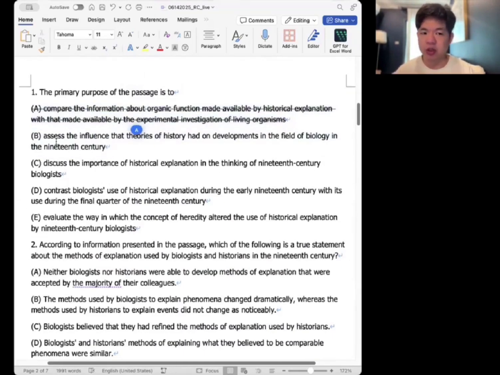As for option B, it says that the author's purpose is to evaluate the inference that theories of history add on development in the field of biology in the 19th century, to evaluate whether these kinds of historical explanations or historical theories are correct and what impact they had on the academic field of biology.